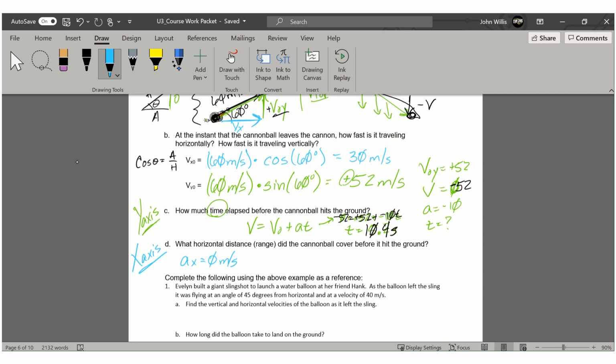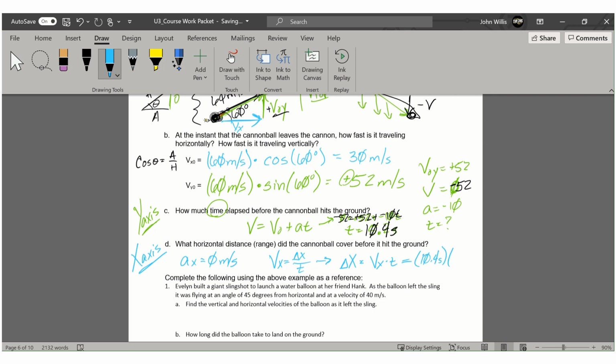So on the x-axis, it becomes something as easy as vx equals delta x over t. And we can rearrange that because we know Mr. Willis loathes fractions. So we get delta x is equal to vx multiplied by t. You're going to take your 10.4 seconds, and you're going to multiply it.